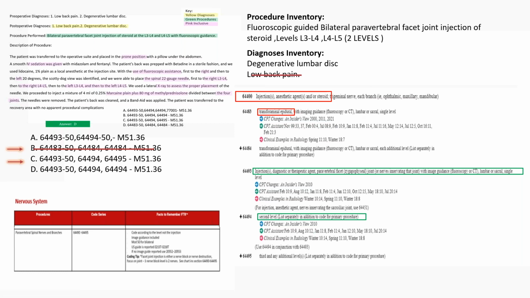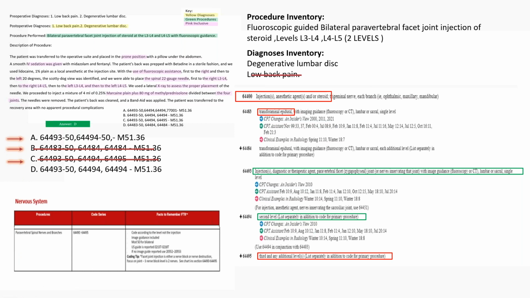64494 is coding for a second level, an additional second level. And we have 64495 as well in option C, which is coding for a third and any additional level. So did we have 3 levels or 3+ levels, coders? That's why I asked how many levels were present in the first place. We didn't have any third level, we just had 2 levels. So option C is incorrect.